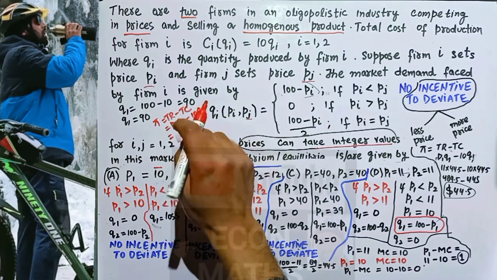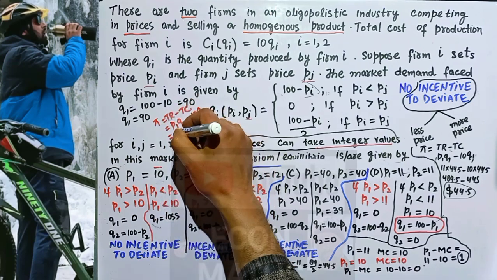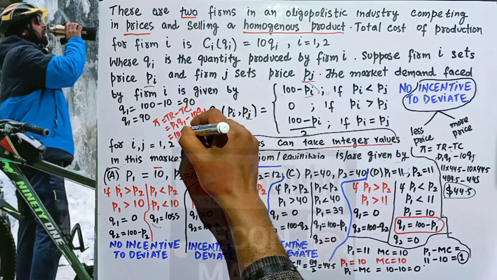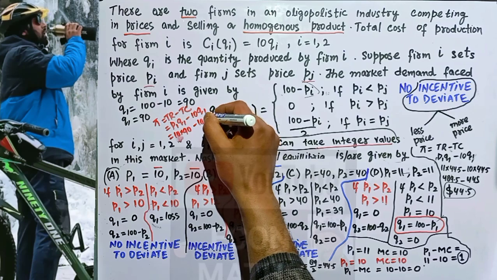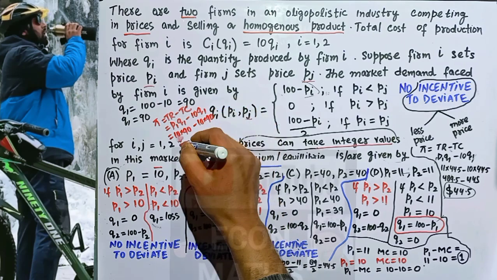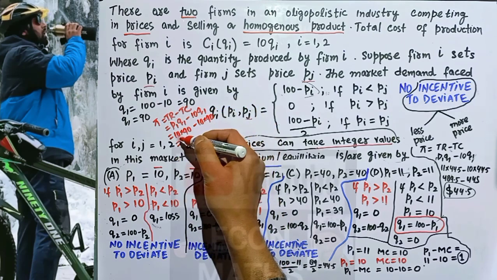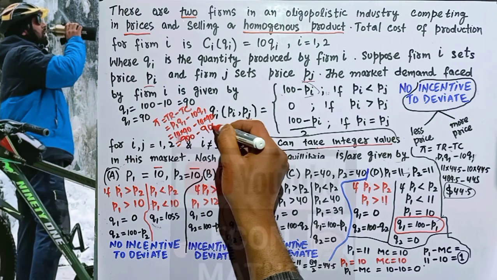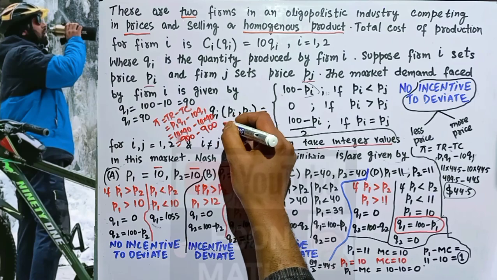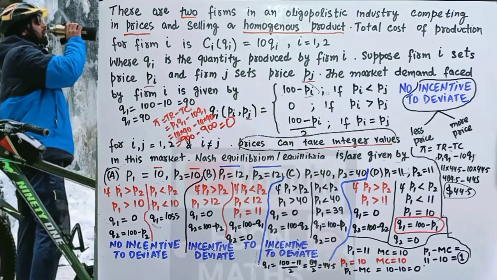Sorry, this is 10 into 90. Okay, P is 10 into 90 minus here we have also 10 into 90. So we get here 900 minus 900. That means we are getting zero economic profit.